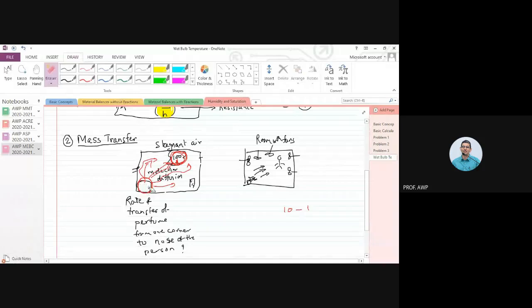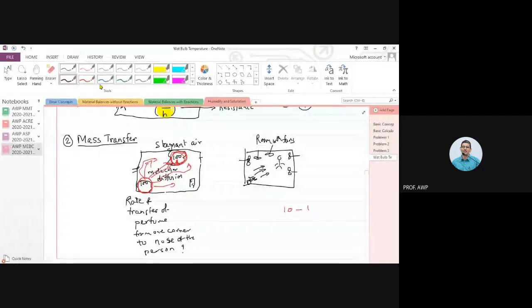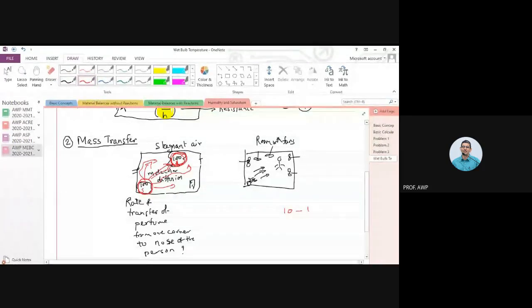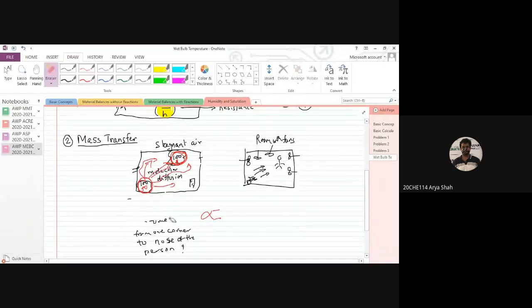If I have, instead of 10 and 1, suppose I have 100 molecules and 50 molecules of perfume, isn't the driving force more? So please repeat the last example again. Okay.